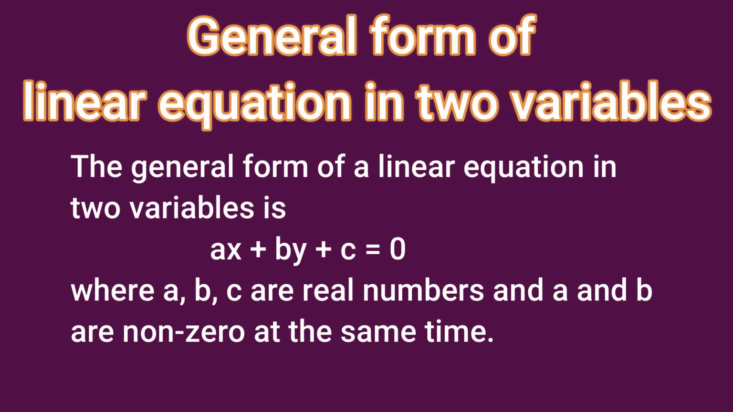General form of a linear equation in two variables. The general form of a linear equation in two variables is ax + by + c = 0, where a, b, c are real numbers and a and b are not zero at the same time, and x and y are the variables.